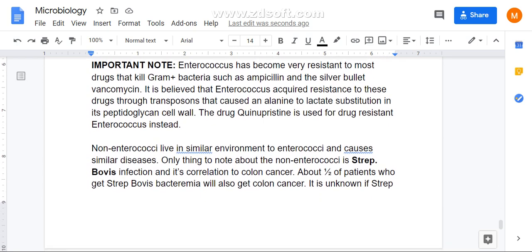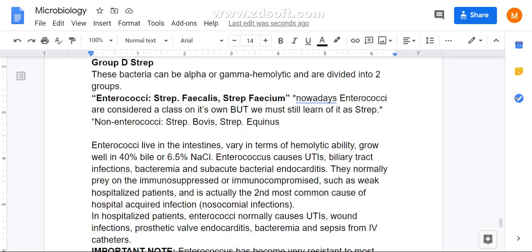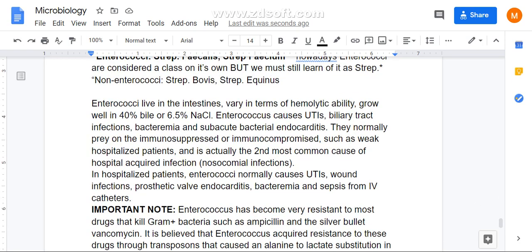All right, so we also have non-enterococci, and these live in a similar environment to the enterococci and cause similar diseases, right? The only thing to note about the non-enterococci is Strep bovis. I said Strep bovis and Strep equinus, but Strep equinus is not important. This is what you need to remember. Strep bovis. Let me just put this in bold.